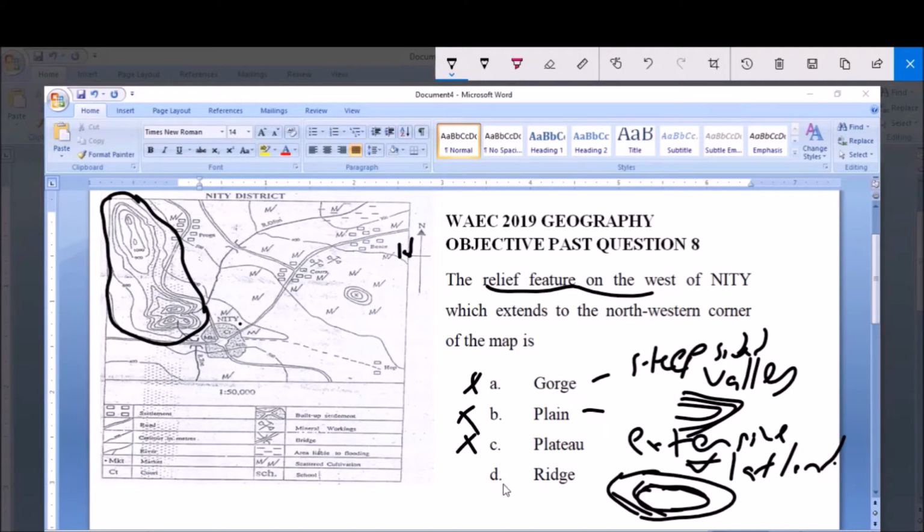However, option D, ridge, is basically described as a long and narrow hill with a series of elongated contour lines, and the length is usually greater than the width. So this is the length of it, and this is the width of it, and you can see that the length is longer than the width. Hence, the correct answer is option D, which is ridge.